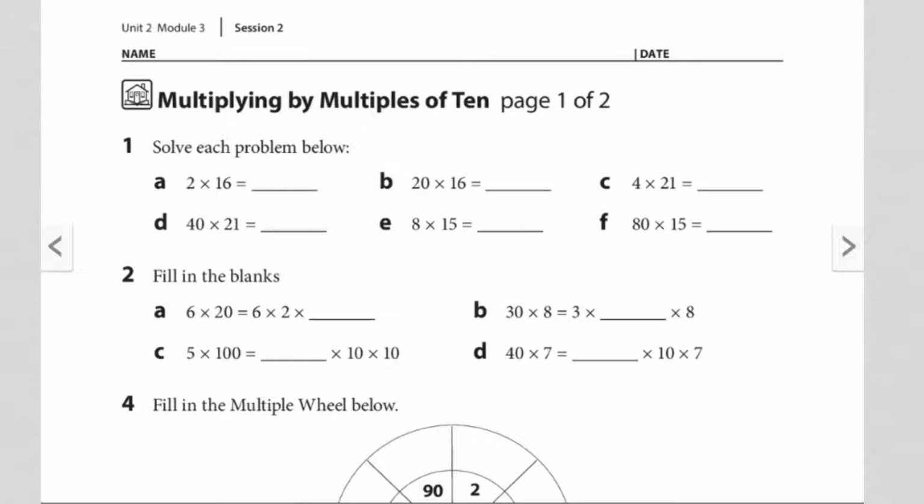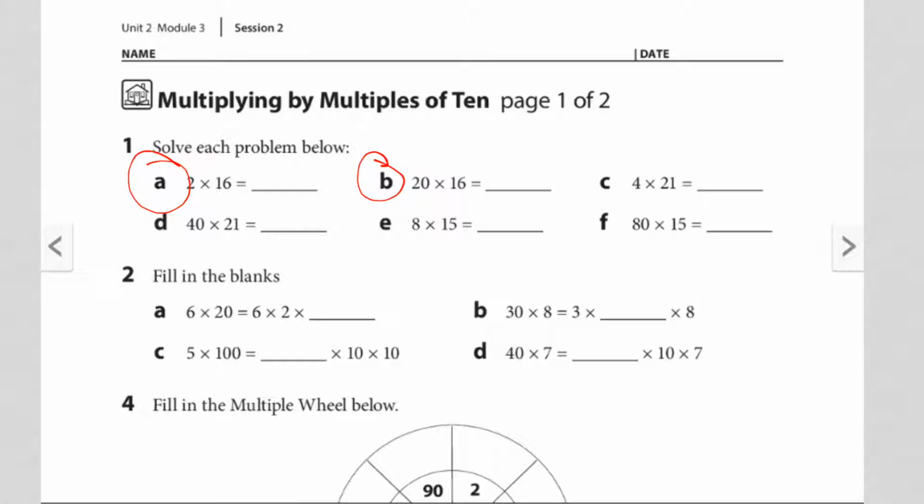This week we've really been talking about multiplying by multiples of 10. And so you'll notice that problem A is really kind of paired with B, that they're the exact same problem except B is just times 10. C is paired with D, E is paired with F. So once kids figure out the first one, they're able to figure out the second one just by multiplying by 10.